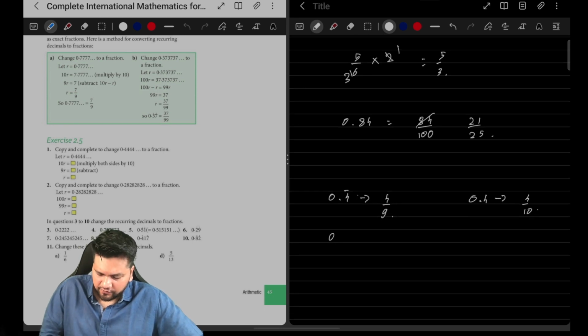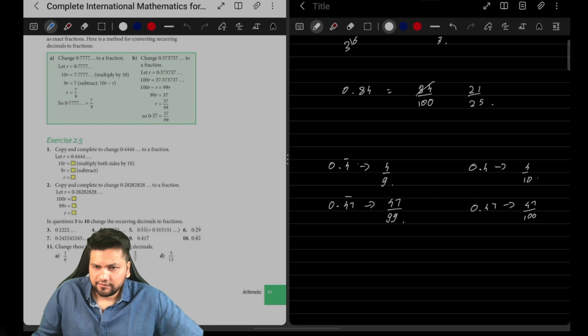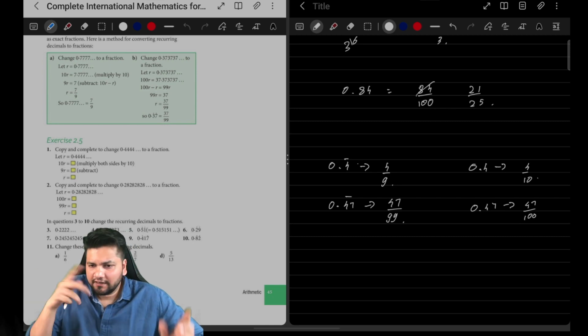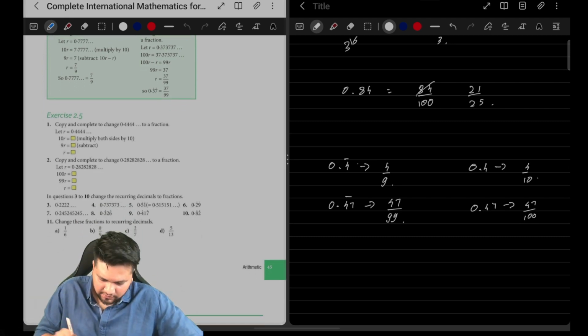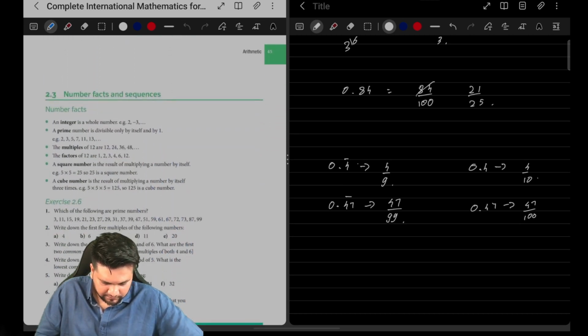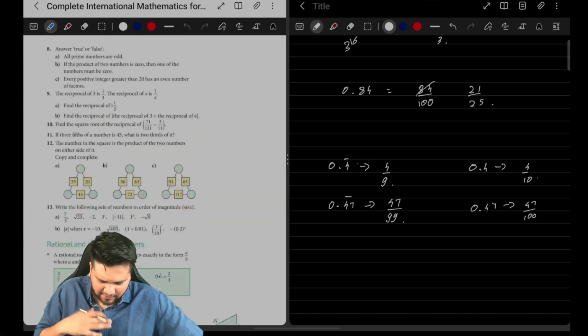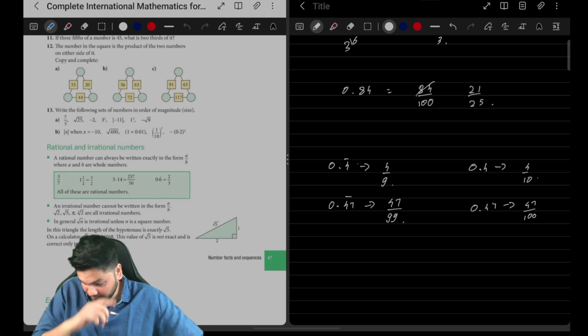If I have 0.47 recurring, a normal 0.47 would be 47 by 100 as a fraction, but for the recurring one it's going to be 47 by 99. So you can use the shortcut to verify. You know that you have to multiply by 10, then subtract and follow all of those procedures, but at the end of the day you can check the answer through this method. Prime numbers, odd numbers, even numbers, all of these things are quite easy, so you can do it.